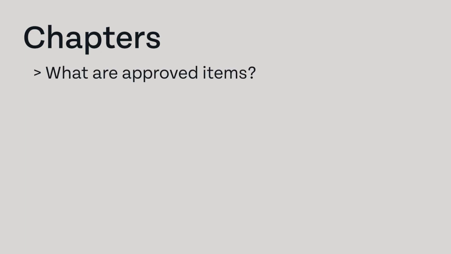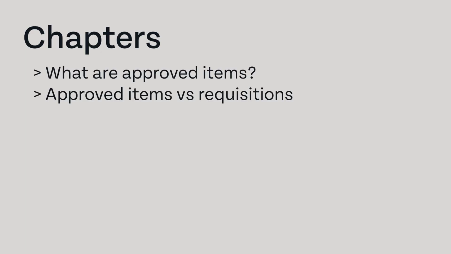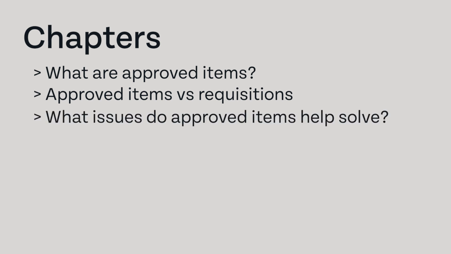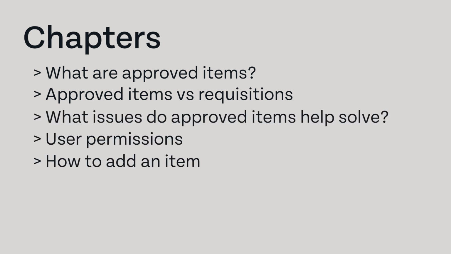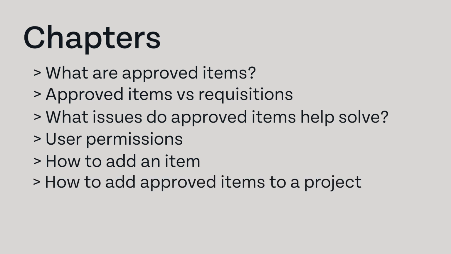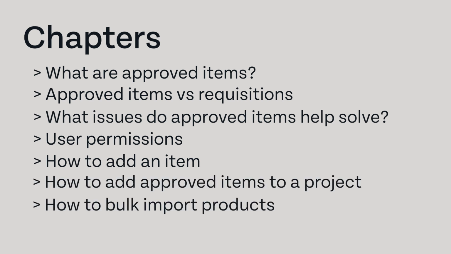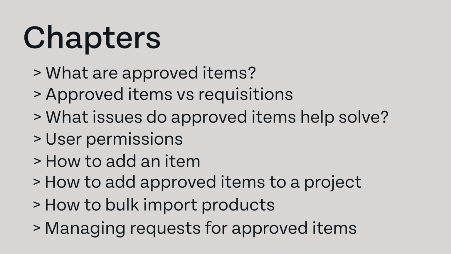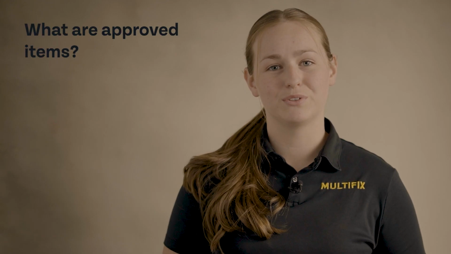In this video, we will cover approved items. This video has chapters, so it's easy to skip to the section you need. The chapters are: what are approved items versus requisitions, what issues do approved items help solve, user permissions, how to add an item, how to add approved items to a project, how to bulk import products, managing requests for approved items.